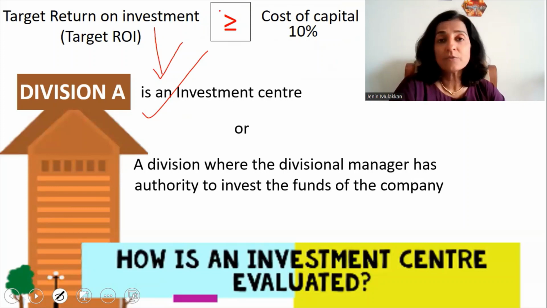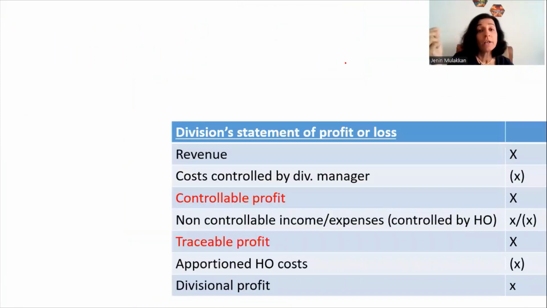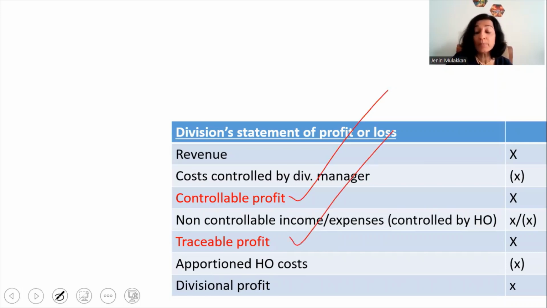Basically, there are two methods of evaluating any investment center. One is a return on investment method, and the second is a residual income method. So we will start off with the return on investment method. Now, before learning the formula of return on investment, we need to know the meaning of certain terms. One is controllable profit and the other one is traceable profit.